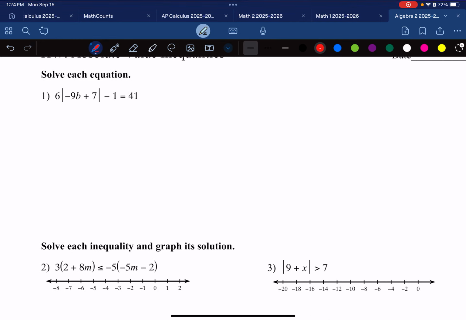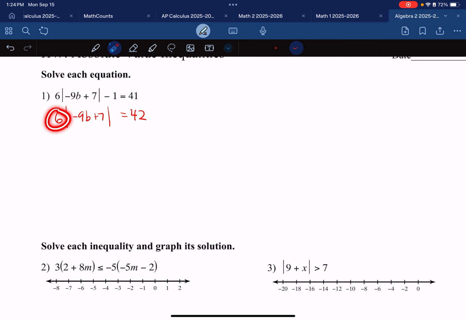And the first problem is an absolute value equation. We need to isolate the absolute value, meaning that the 6 and the negative 1 need to go. Reverse PEMDAS reveals that negative 1 is the first step, so we add 1 to both sides. I'm going to say it out loud and then do it so I can go faster. Adding 1 to both sides gives us 6 times the absolute value of negative 9b plus 7 is equal to 42.